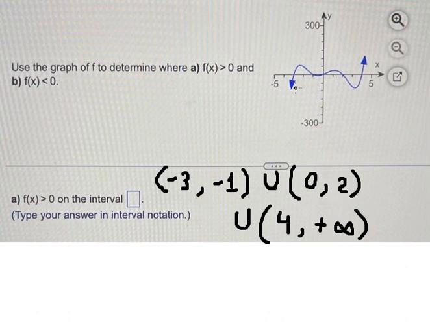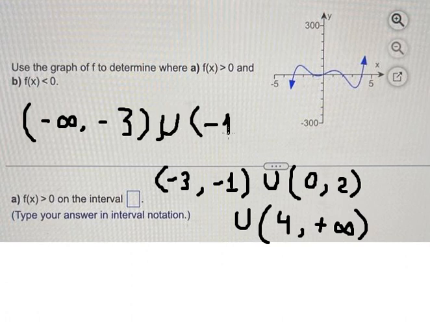Question B, smaller than 0, so they should go in here. So we have negative infinity to negative 3. The next one, negative 1 to 0. And the next one from 2 to 4.